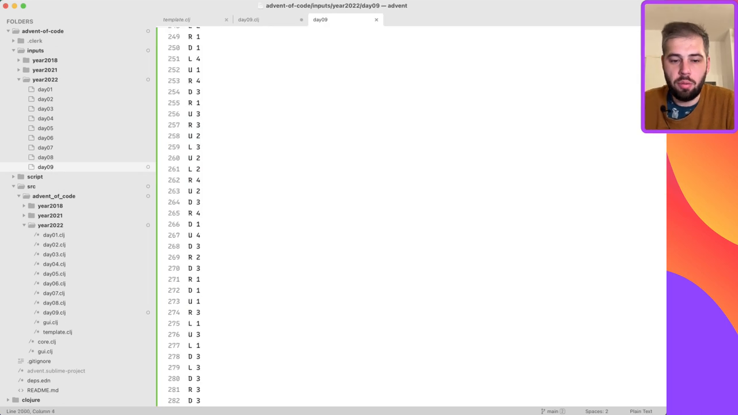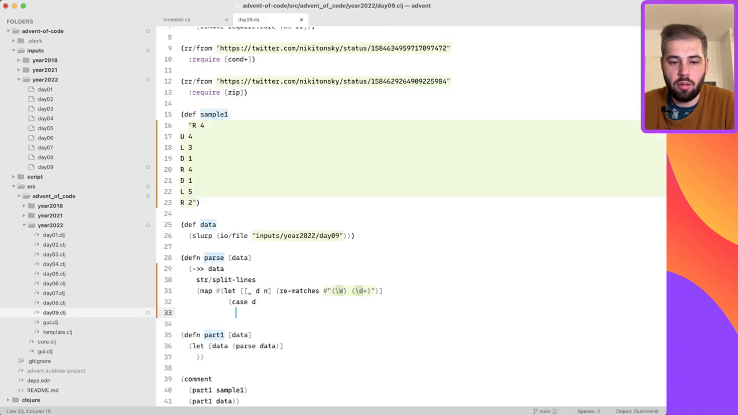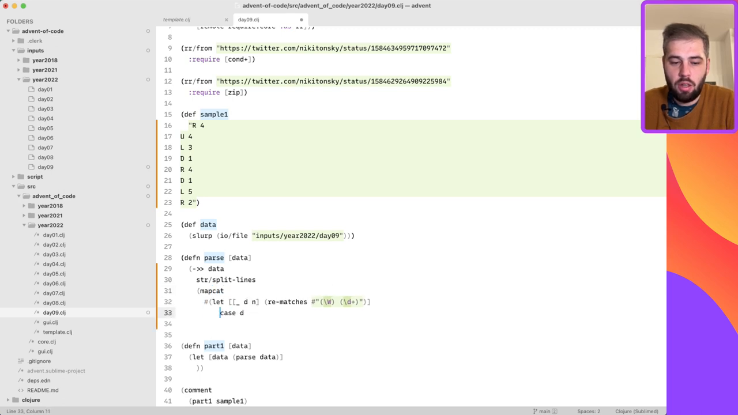I think I am also going to unbundle it, so it's basically mapcat. Basically, it's repeat, and the direction is either R, which means right, L, which means left, U, which means up, or D, which means down, right?